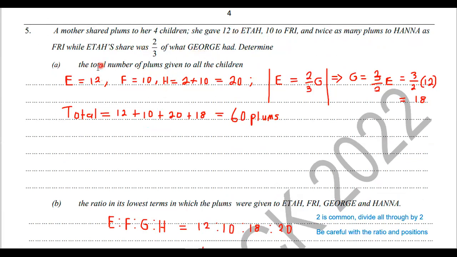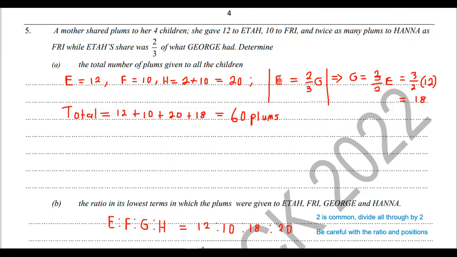So for Etta, we had 12. For Free, we had 10. For Hannah, twice as many plums as Free. So Free had 10 plums, and Hannah has twice that number, which is 20. And here, Etta's share was 2/3 of what George received.